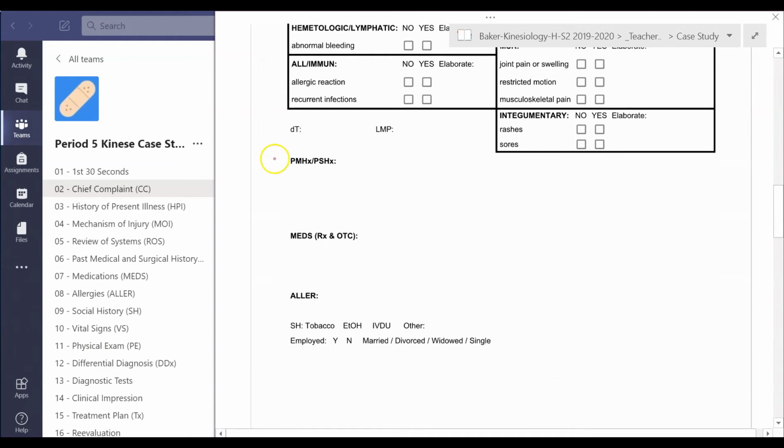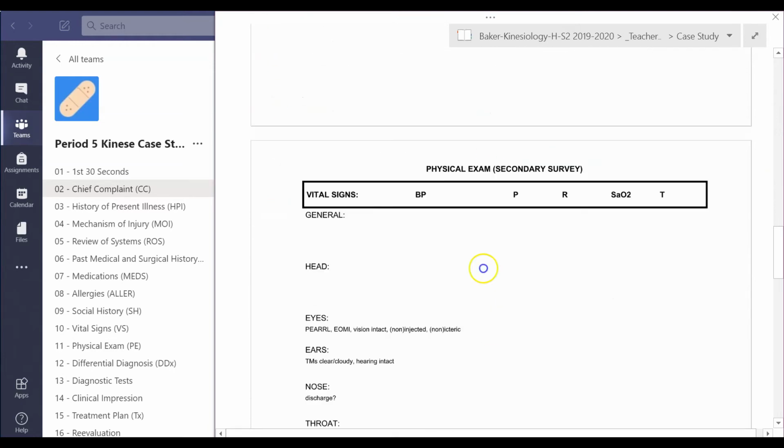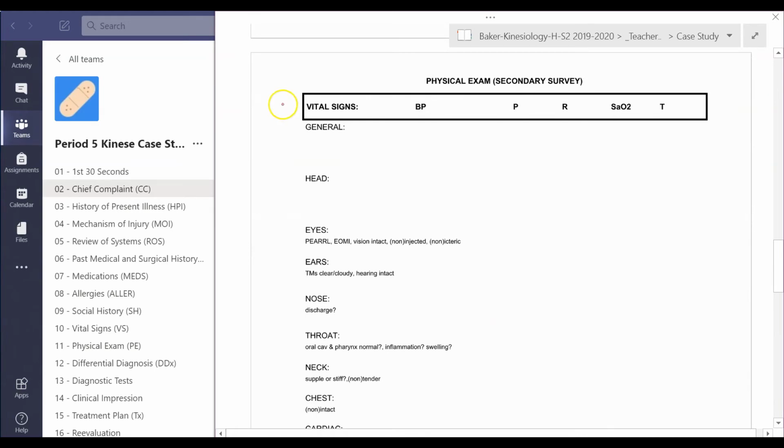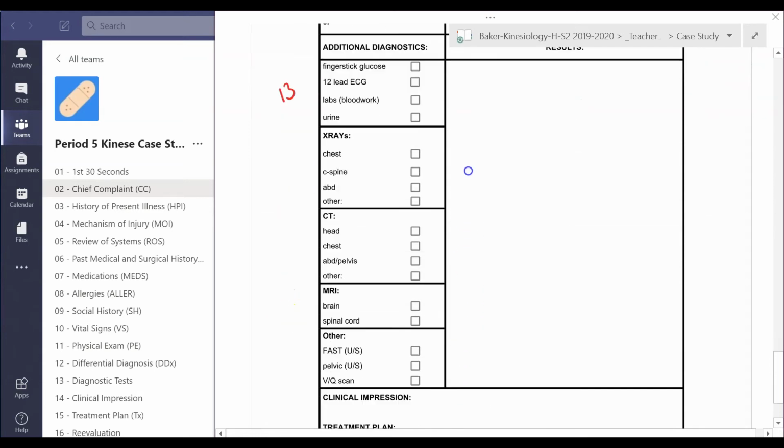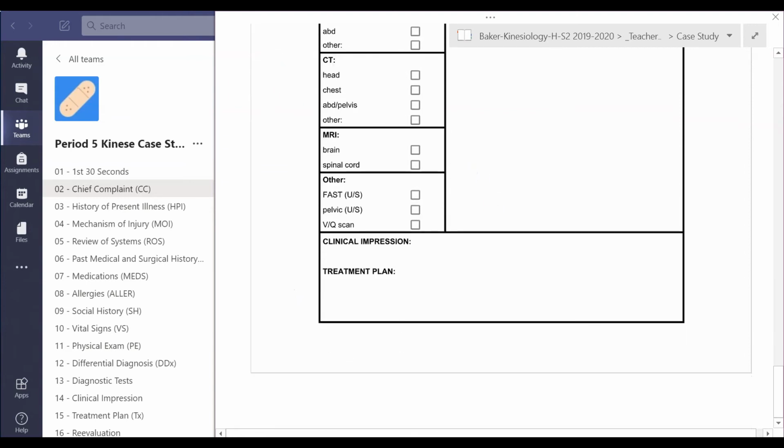Past medical surgical history. Here's channel 6, channel 7, channel 8, and on. Vital signs, channel 10, physical exam, channel 11, differential, 12, diagnostics, 13. And we get down to clinical impression. What do you think's wrong with the patient? Based on the information and diagnostic results thus far, and the treatment plan is channel 15.